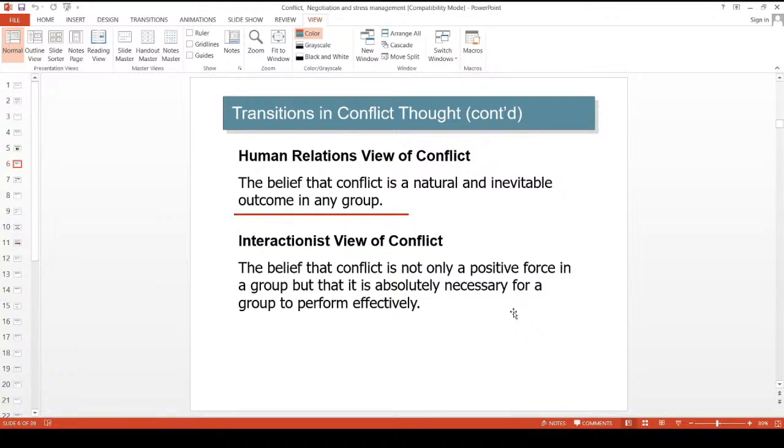and it is therefore necessary for groups to have a particular sort of conflict in order to discuss those competing ideas, so that they can have better innovative solutions. So these are the different views which I just discussed: the traditional view of conflict, the human relations view of conflict, and the interactionist view of conflict.